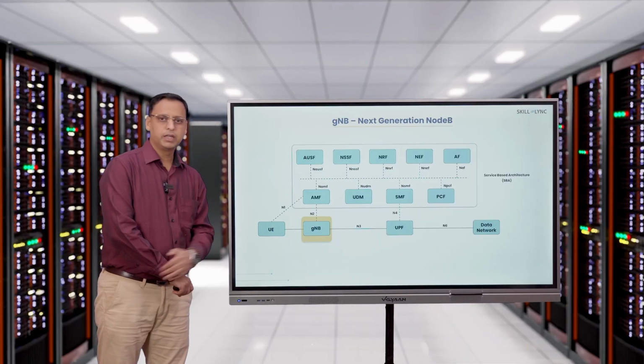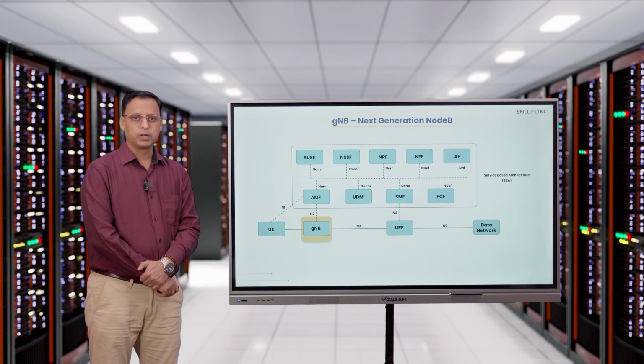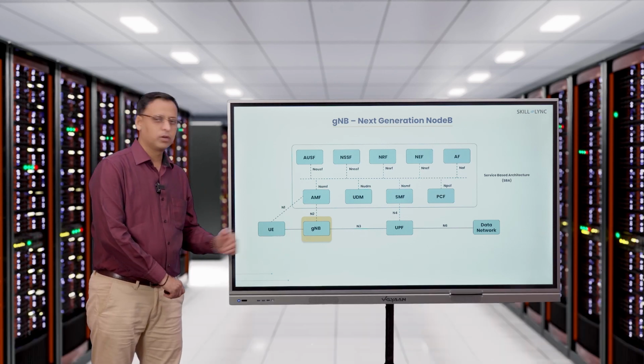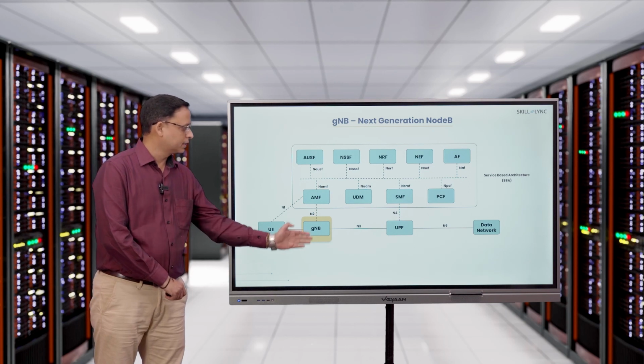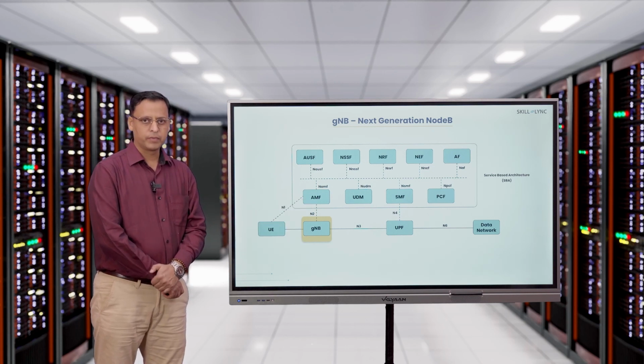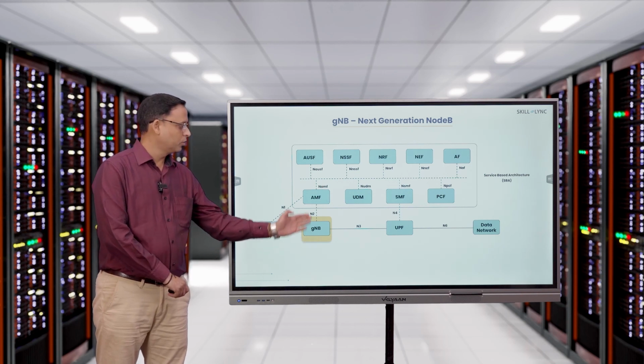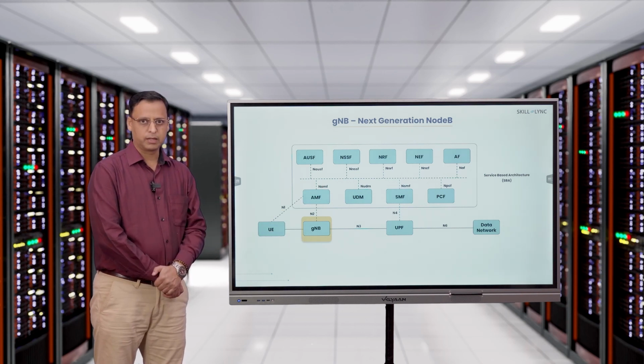The next generation NodeB, or gNodeB, is one of the components of the 5G radio network, and it communicates with the UE on the radio side and provides connectivity towards the core network. So all the UE details are passed on to gNodeB, and from gNodeB, they are sent to the core network.